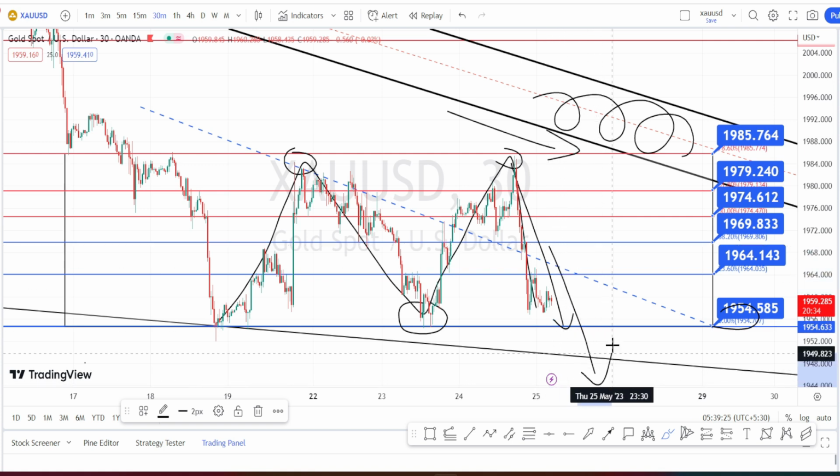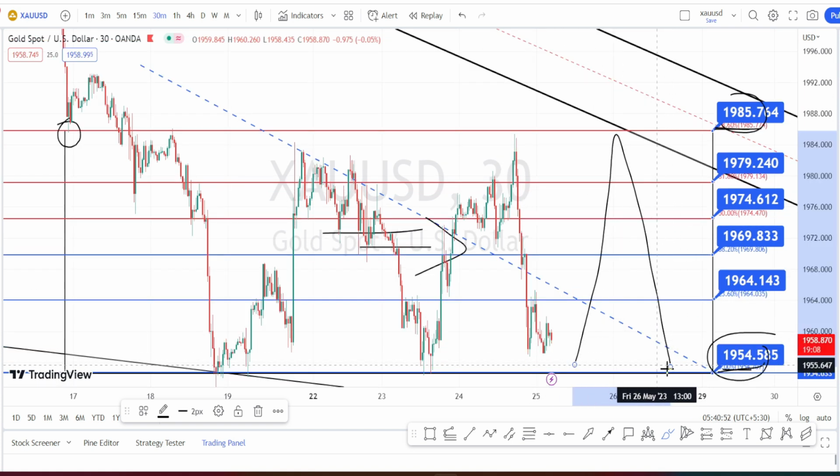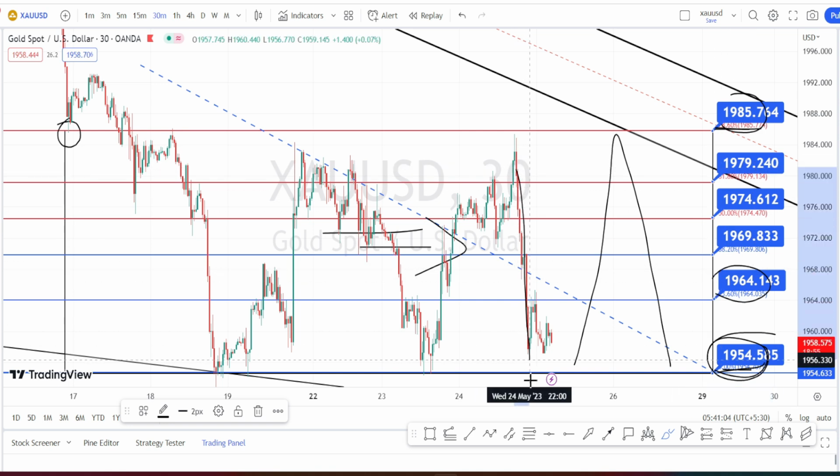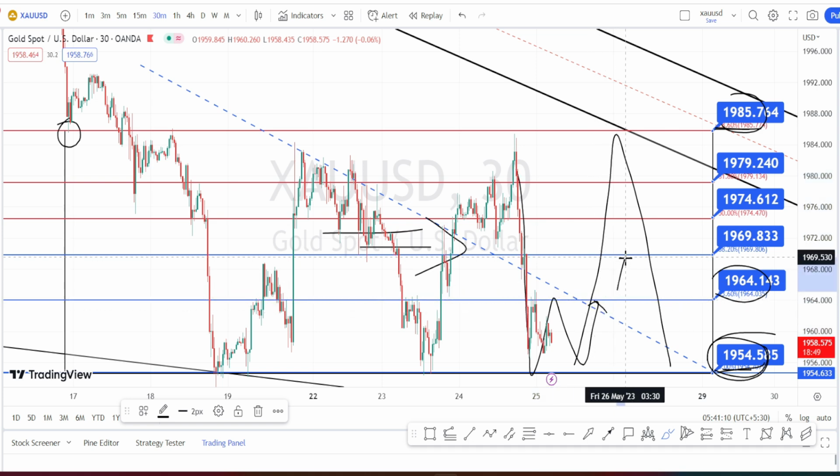Once the price action breaches this support level of 1954, we can expect a bearish side trend to start in 30 minutes time frame. And currently the price action is trading between the support level of 1954 and the resistance level of 1964. And if the price action breaches this current resistance level of 1964, next level of resistance is going to be around 1969, 1974, 1979 and 1985 on the bullish side.